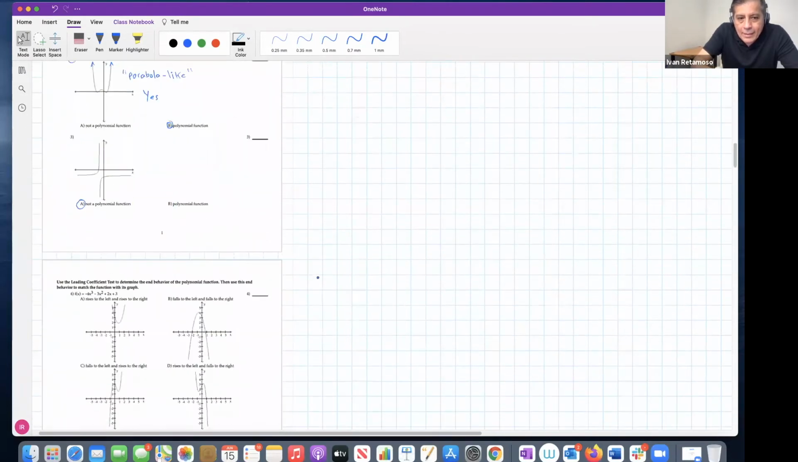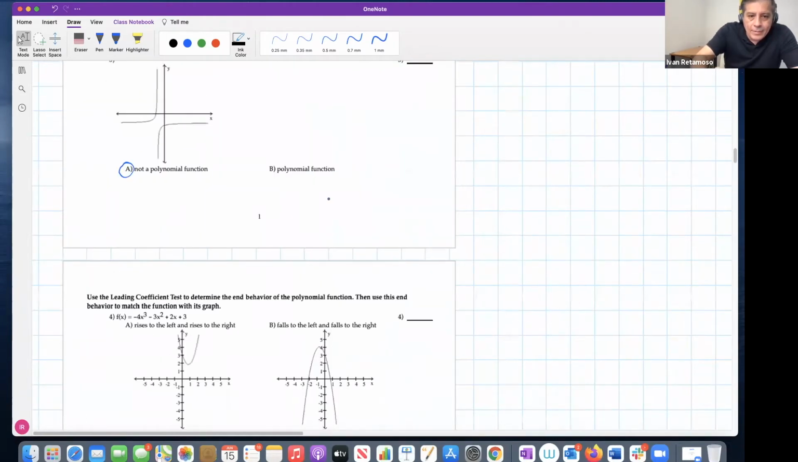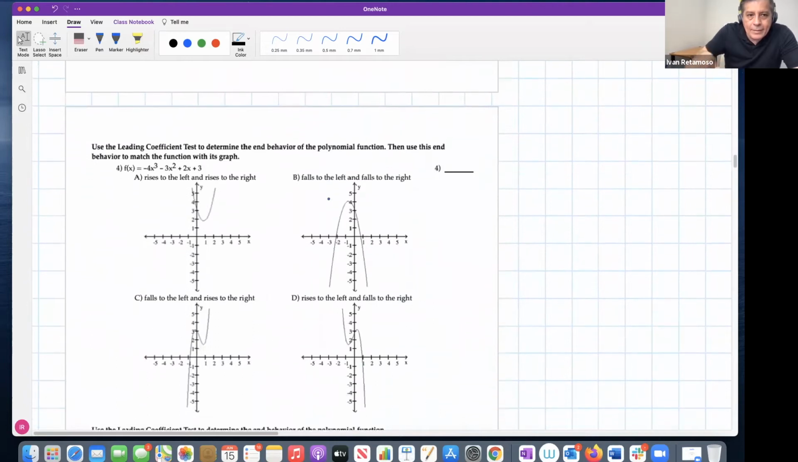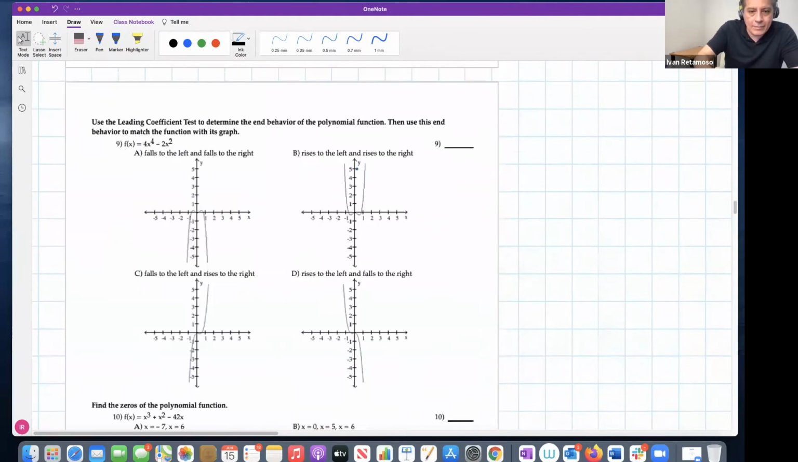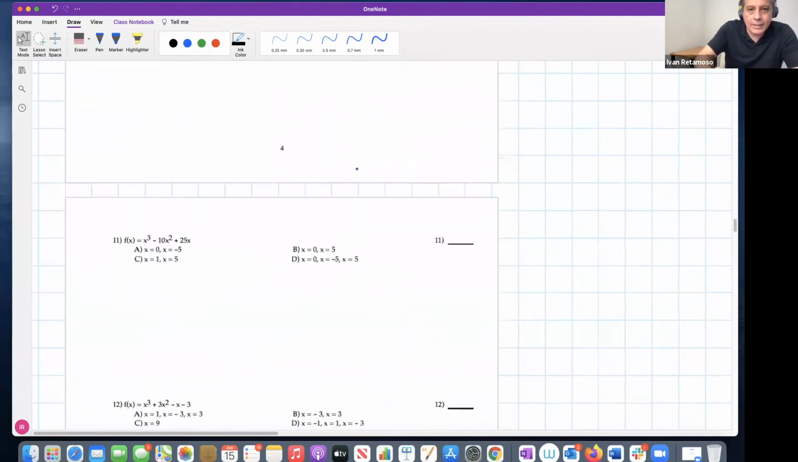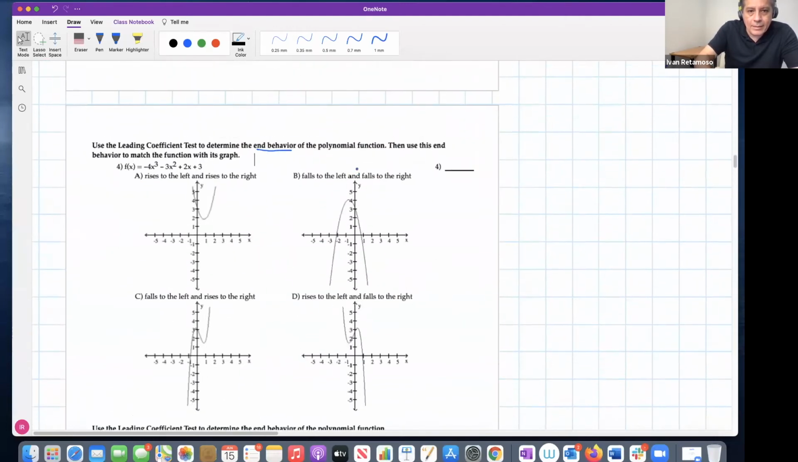Let's look at how you can figure this out. Can you figure this out? It says use the leading coefficient test to determine the end behavior of the polynomial function, then use this end behavior to match the function with the graph. So let's show this, but let me see if I have in the notes something better. Yeah, it's very good. Yeah, let me show you this. Or we can try perhaps. Yeah, try to do this.